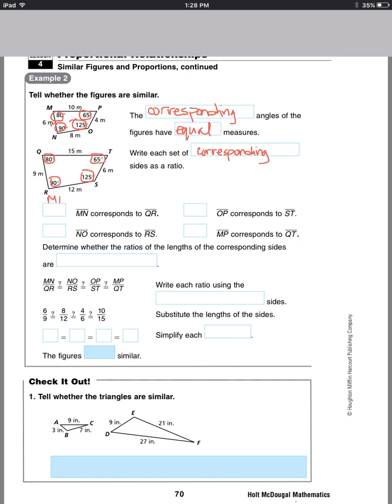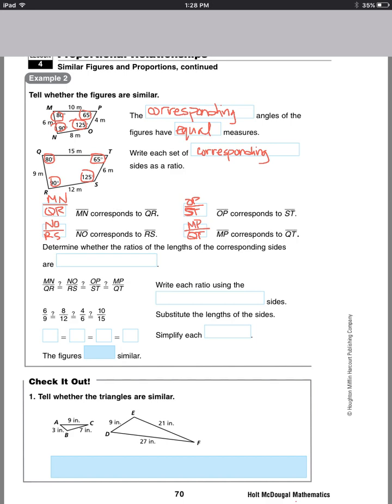So we're going to make our ratios MN over QR. We put them in the exact same order they tell us. NO over RS. OP over ST. And MP over QT. Okay? So it's a side length from the top quadrilateral over the corresponding length of the bottom quadrilateral.